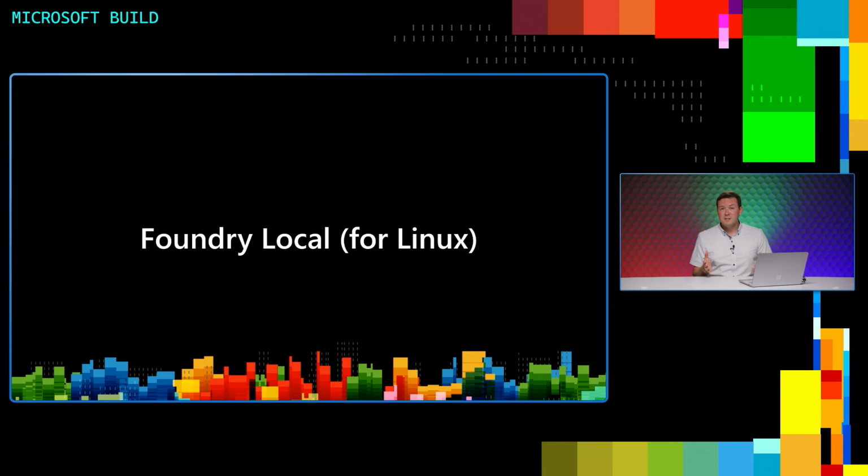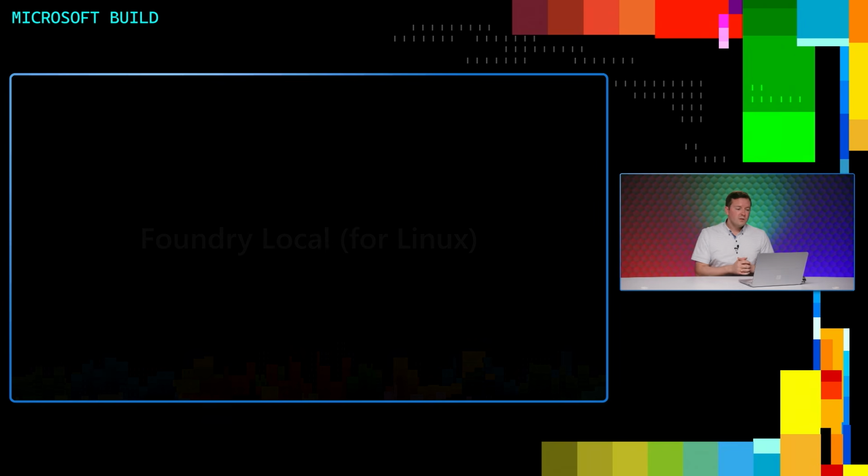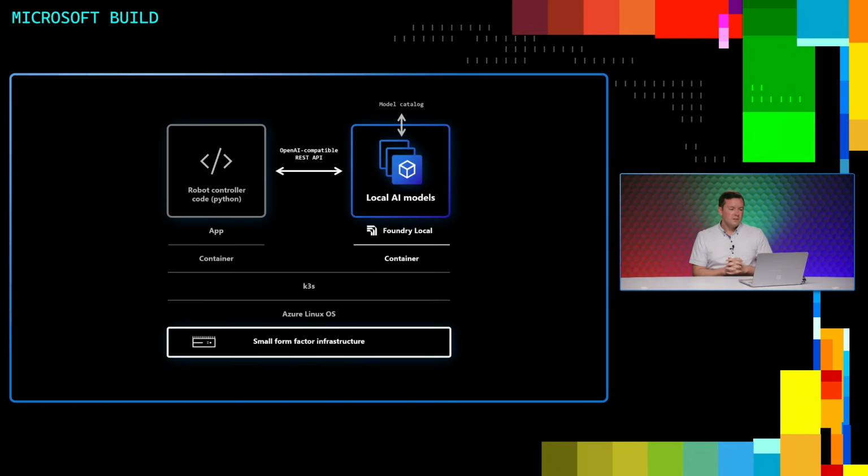Another one, which I've already mentioned, is we used Foundry Local, and specifically the flavor of Foundry Local that is newly available now as a container image for Linux. So on our small form factor industrial computer, we installed Azure Linux, as I said. Now, also to keep all of this straight, we also just installed K3s, like a small single node Kubernetes. And then we packaged our application code as a container. Now that code is just Python. It's really not terribly fancy.